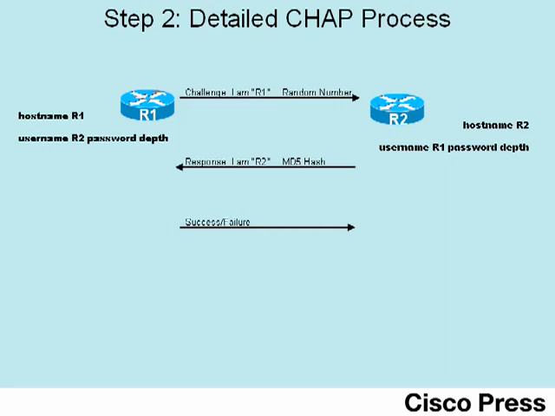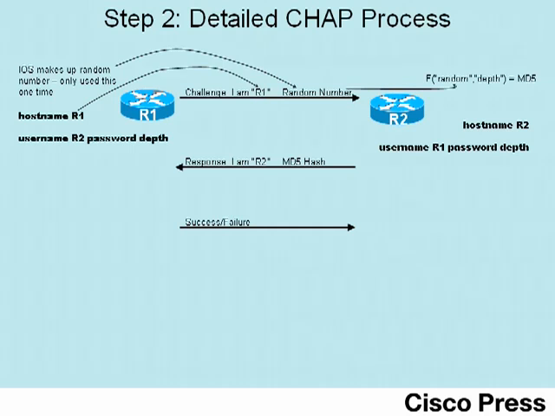So R1 makes up a random number, as we talked about a few moments ago, creates a challenge message, and fills it with its host name based on the hostname command and a random number that R1 makes up. Once R2 receives that challenge message, R2 needs to calculate that MD5 hash.